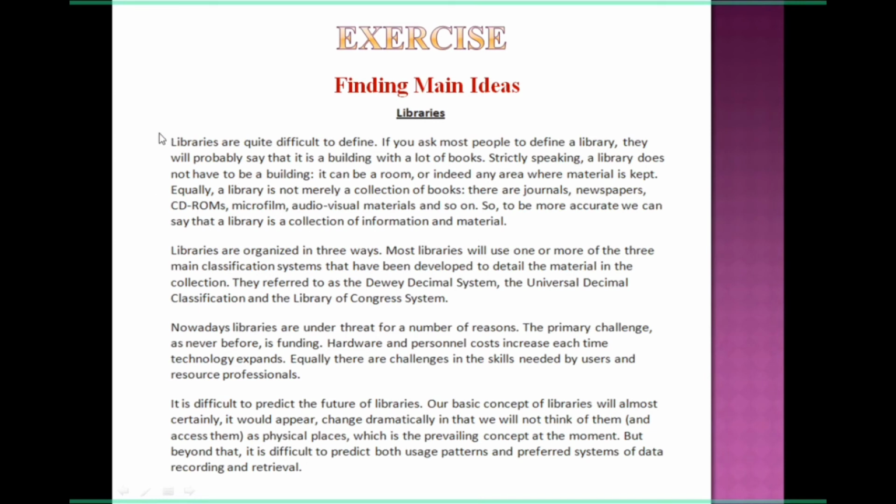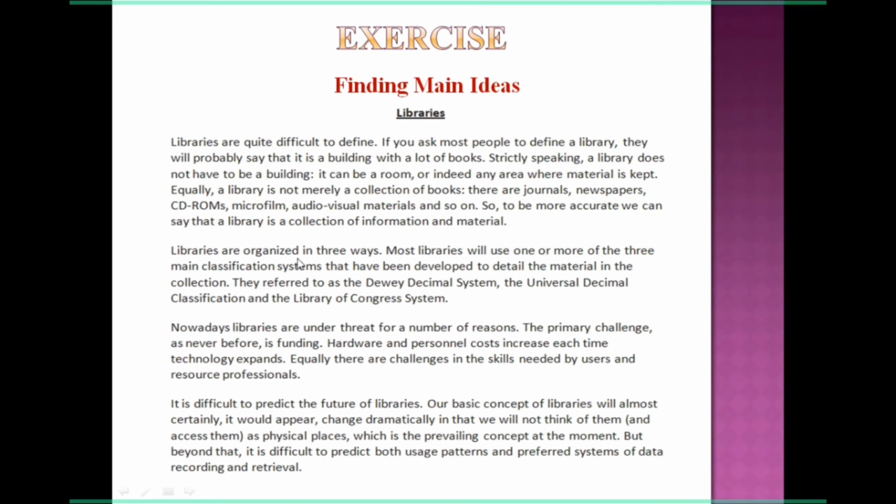So what does this paragraph indicate? This paragraph is indicating the exact definition of library. So library is actually a collection of information and material. So this paragraph's main idea is that the exact or accurate definition of library is a collection of information and material. This is the main idea of this paragraph.